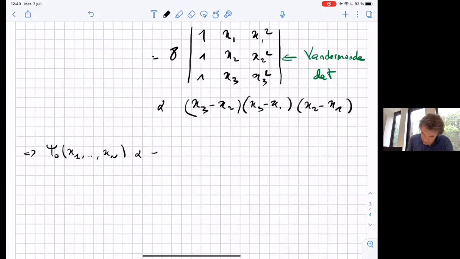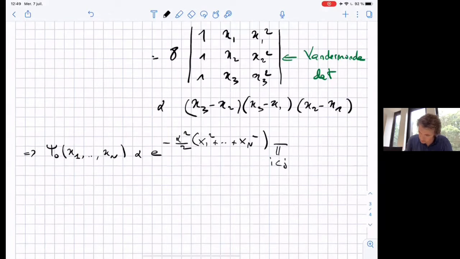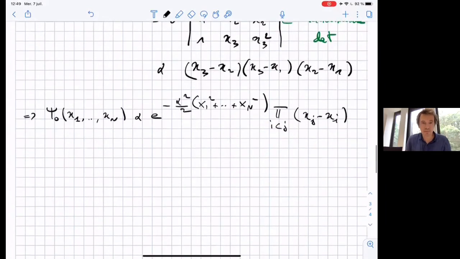So this is just proportional to exp(minus alpha squared by 2 times the sum of x_i squared) times the product of (x_i minus x_j). So you start to see some connection now with random matrices, I'm sure. But you have to remember that psi 0 is not the right observable, but instead what I want to look at is really the quantum joint PDF, the quantum probability, if you want.